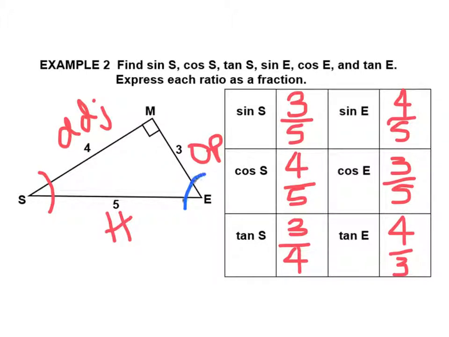If we work with angle E, remember our opposite and our adjacent switch. So our sine of E is 4 over 5, our cosine of E is 3 over 5, and our tangent of E is 4 over 3. Did you get them right? I hope you did. If you didn't, take a look back at the last slide.